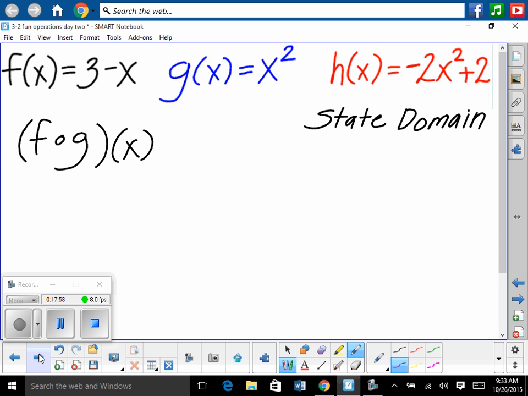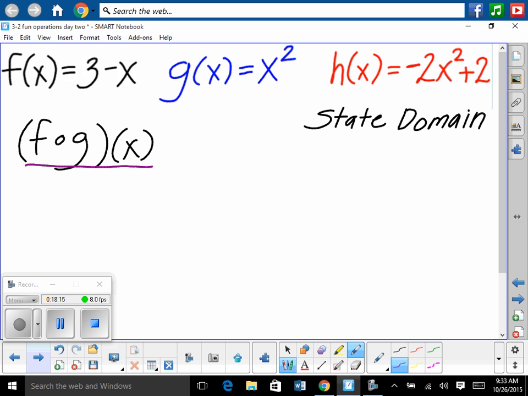All right, so here's our first example, guys. First example. So we're given 3 functions. f of x is equal to 3 minus x, g of x is equal to x squared, and h of x is equal to negative 2x squared plus 2. It wants us to find f of g of x.